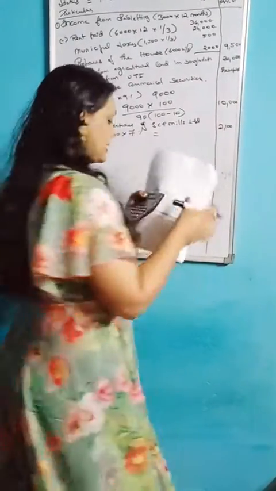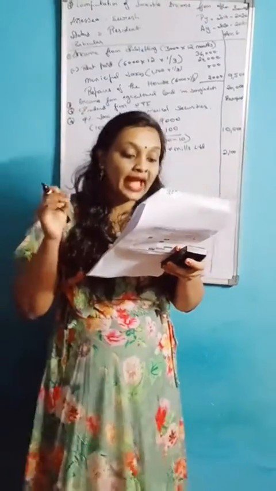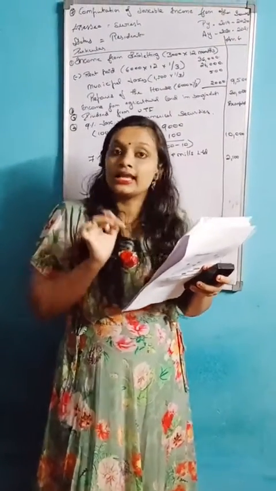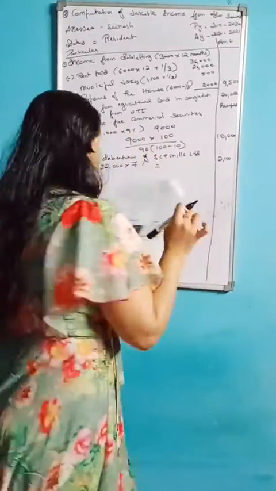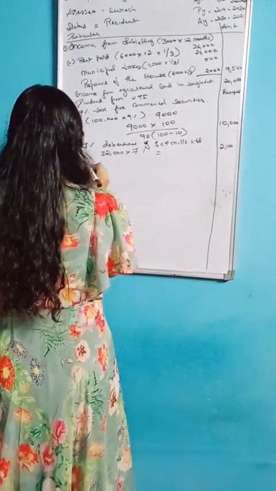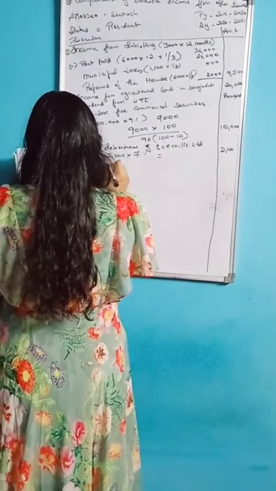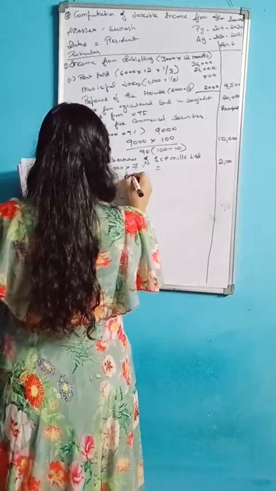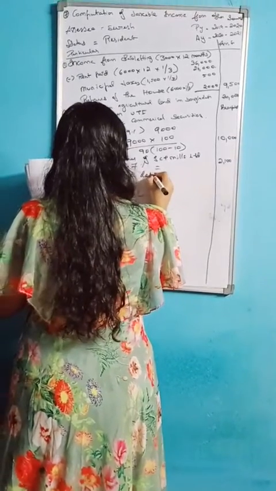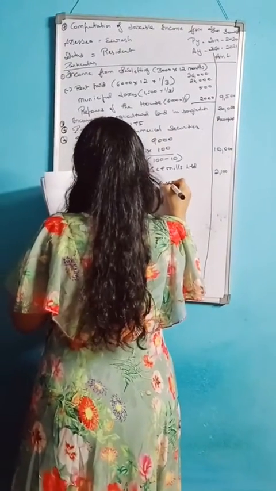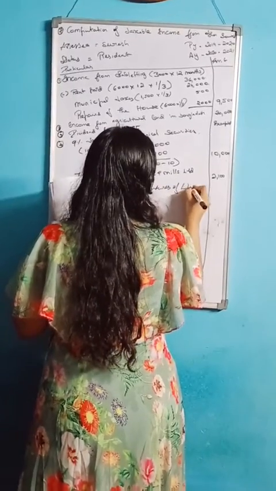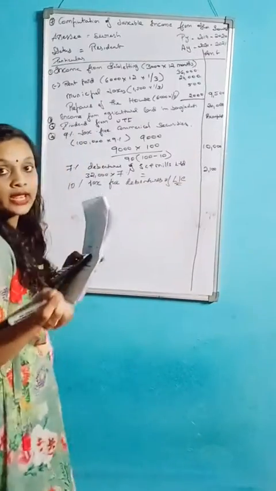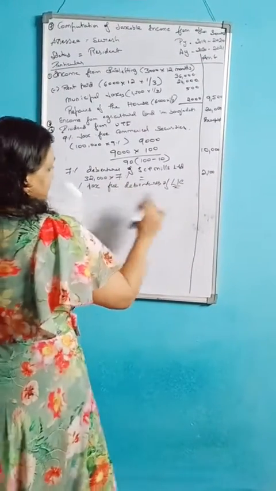In the next question they have given 10% tax-free debenture of LIC. It's exempted. They have mentioned LIC, so it will be exempted. 10% tax-free debenture of LIC, because they mention LIC, so it will be exempted. If they do not mention LIC, you can calculate.